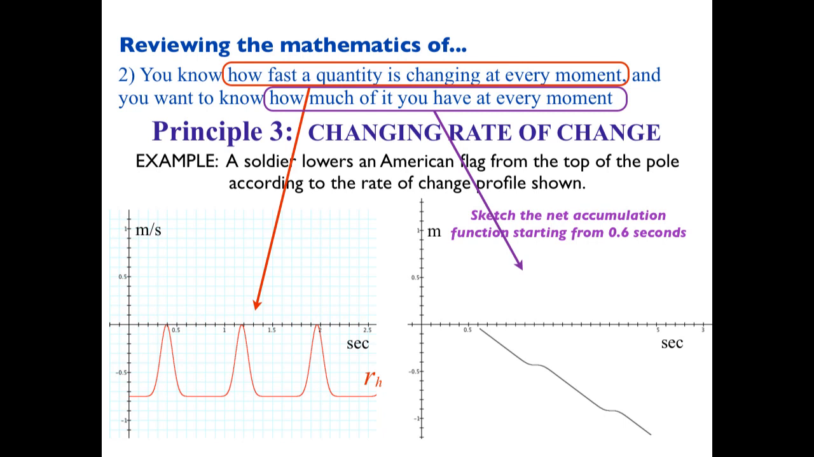So we're given our rate of change function, and we want to come up with an accumulation function, okay? Net accumulation function is almost the total accumulation, right? So it's just one step away, right? So it's virtually the same.